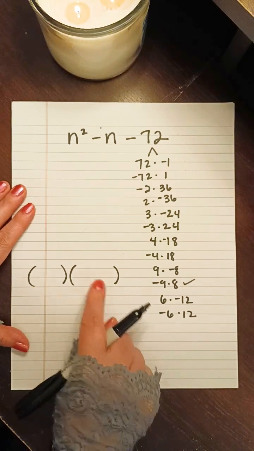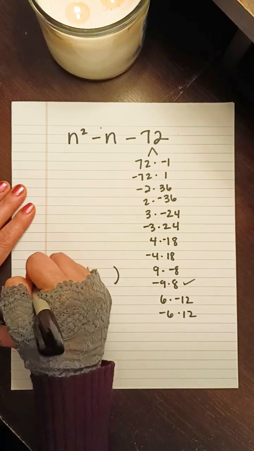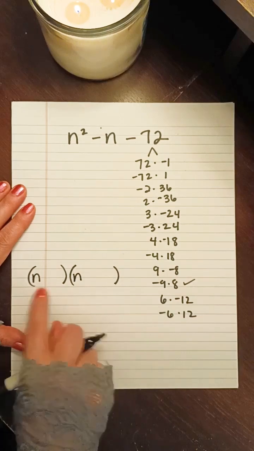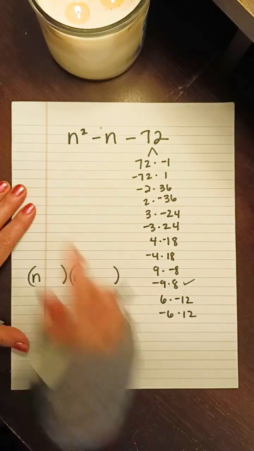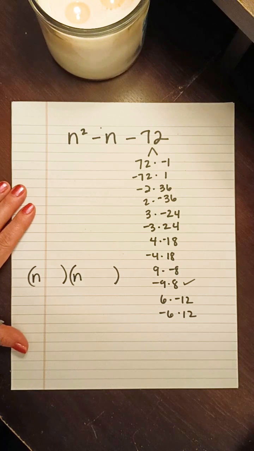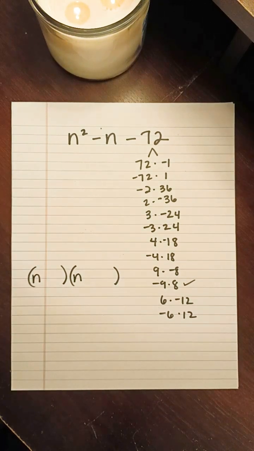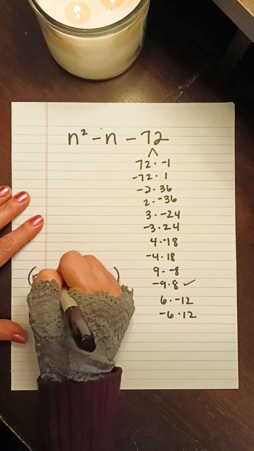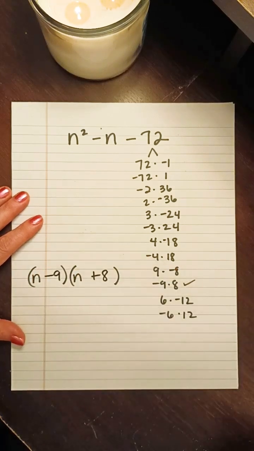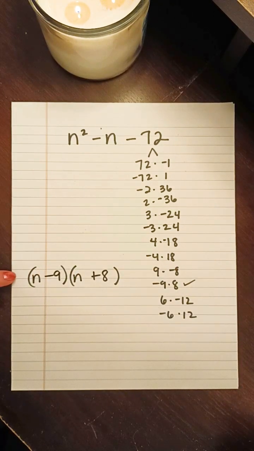We know from foiling that our first terms in each set of parentheses are going to multiply to get the first term in our quadratic trinomial. And then we place these two. It doesn't matter how, we just write negative 9 and then positive 8. And we can check with foiling: first, outside, inside, last. Once we multiply and simplify, we get n squared minus n minus 72.